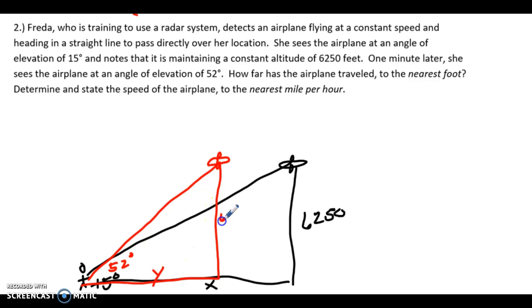This height hasn't changed, 6,250. So you're going to use the trig function to get y. And then in the end, you would subtract your x value and your y value to get this value, which is the distance that the plane has traveled.